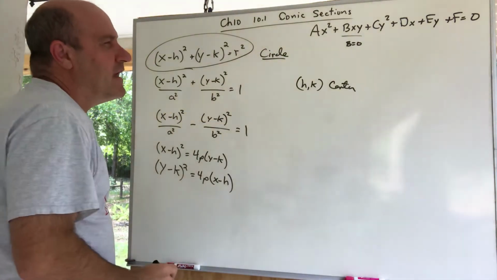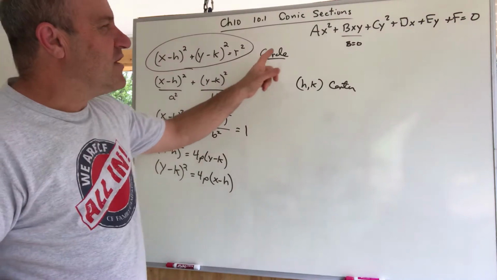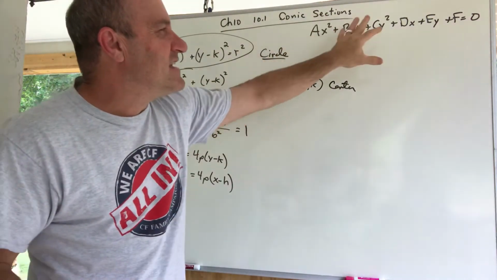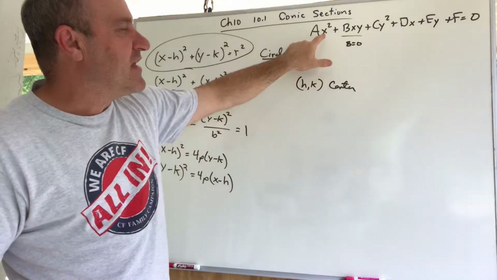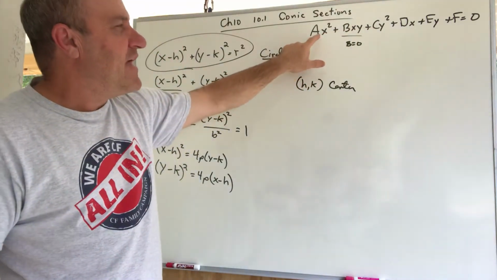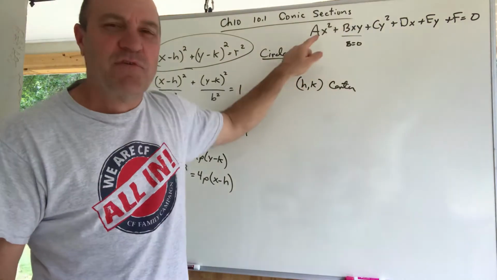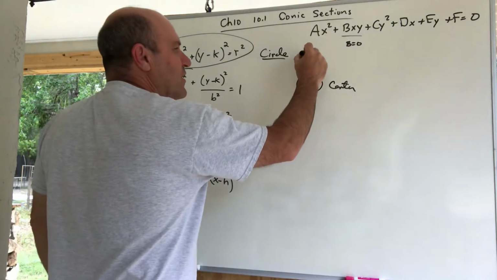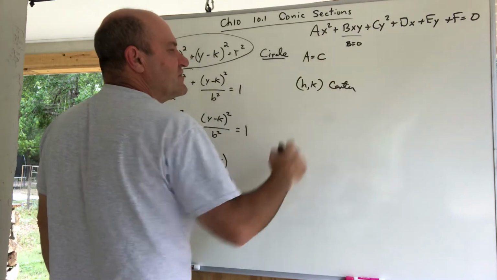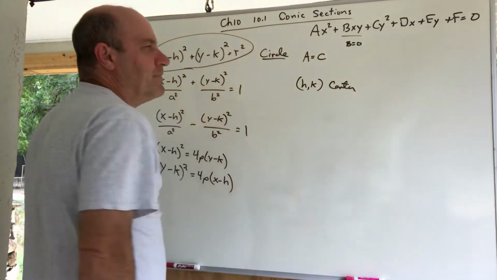That's a circle. And over here, how do you know when this is a circle? What you have to have is that the x squared and the y squared coefficients, the A and the C, have to be the same. The A and the C have to be the same. So I'm going to write that little note here. A has to equal C, and you get a circle.